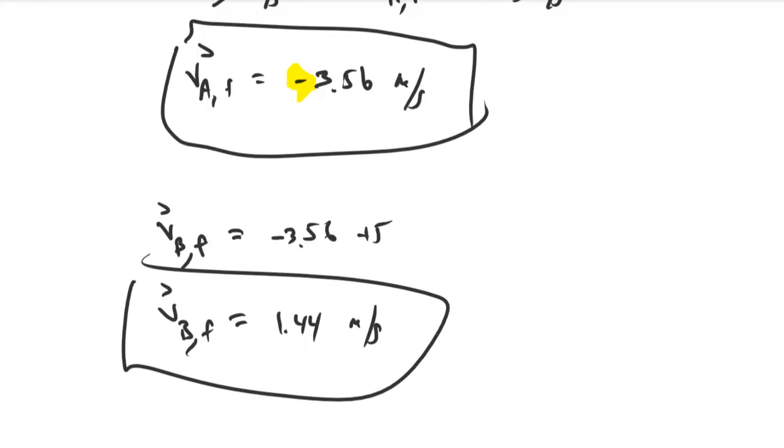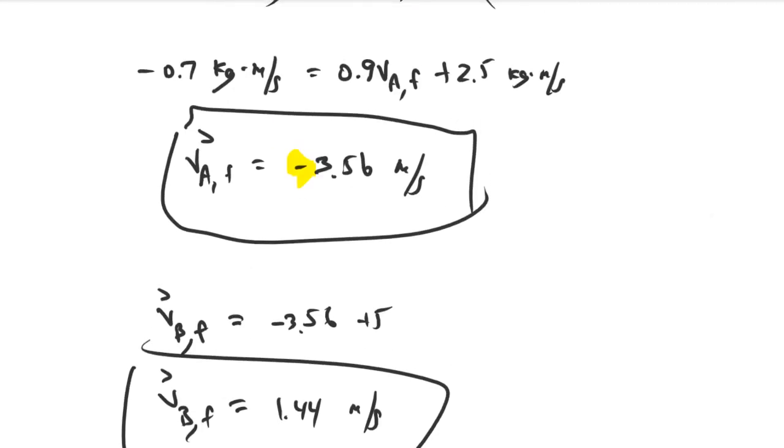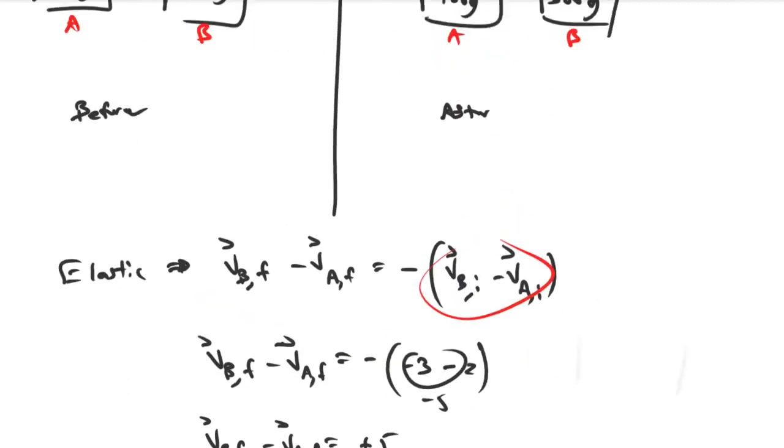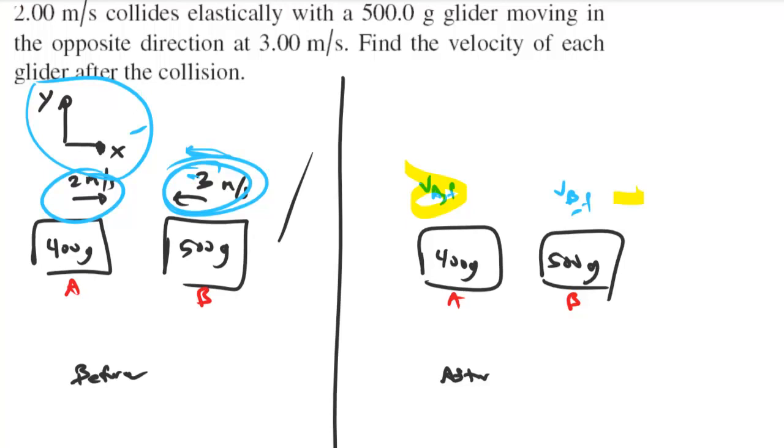So it's not like they just bounce back at the same speed or anything. Just as important to note, it's not like this one just bounced back at 3 and this one just bounced back at 2. The differences in their masses played a role here, as I was alluding to before. Now, if they had the same mass, then this one would have bounced back at 3 and this one would have bounced back at 2, but they didn't have the same mass.